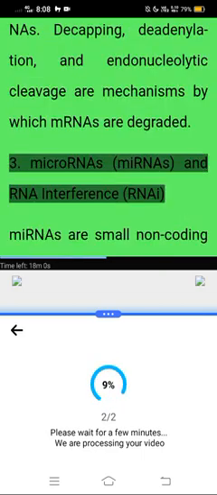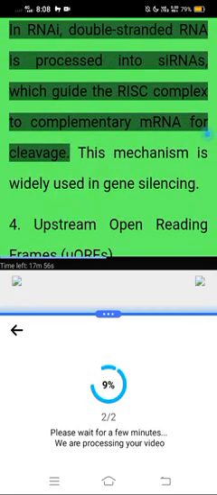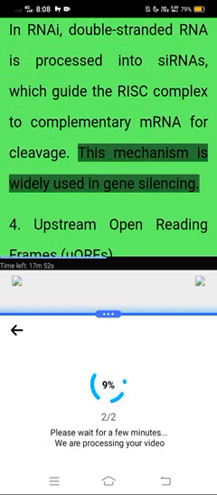3. MicroRNAs, miRNAs, and RNA interference, RNAi. miRNAs are small non-coding RNAs that base pair with target mRNAs to inhibit translation or promote degradation. In RNAi, double-stranded RNA is processed into siRNAs, which guide the RISC complex to complementary mRNA for cleavage. This mechanism is widely used in gene silencing.